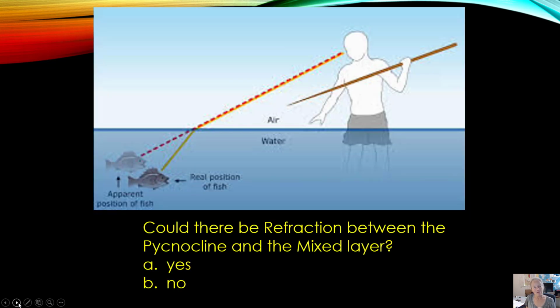This also happens if you happen to be a fisherman, especially a spear fisherman. The fish or the object that you're after is not actually where you think it is because of that refraction. So I assume that spear fishermen learn to adjust for that. But a lot of spear fishermen actually fish completely underwater.